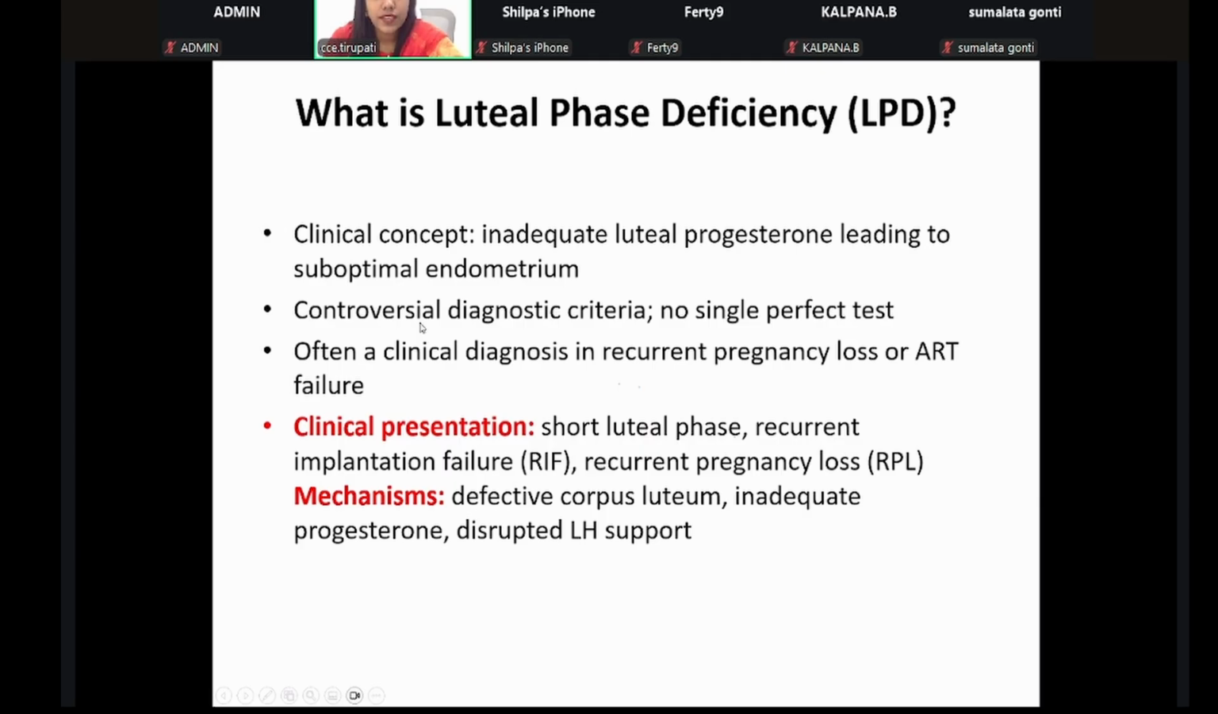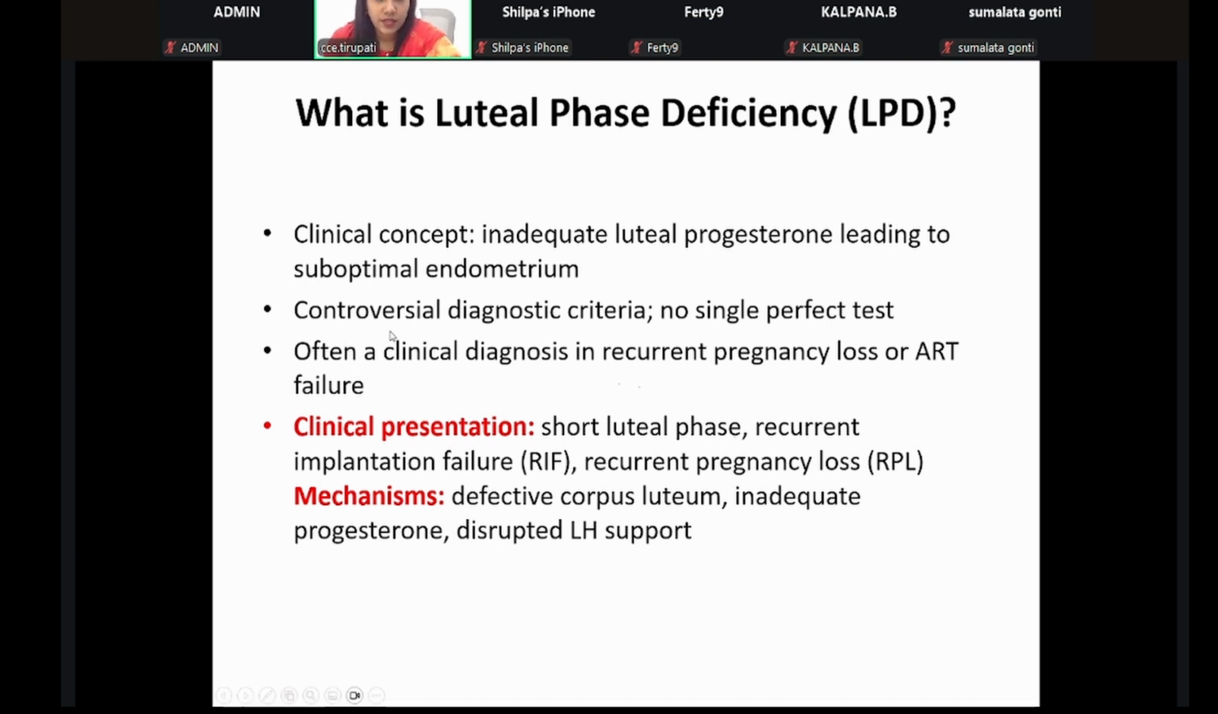So, what is luteal phase deficiency and why does it occur? Luteal phase deficiency occurs because the corpus luteum fails to secrete adequate progesterone, basically. So it leads to a suboptimal endometrium. Only if there is adequate progesterone does it cause secretory transformation of the endometrium. So whenever there is inadequate corpus luteal function, it leads to luteal phase defect.